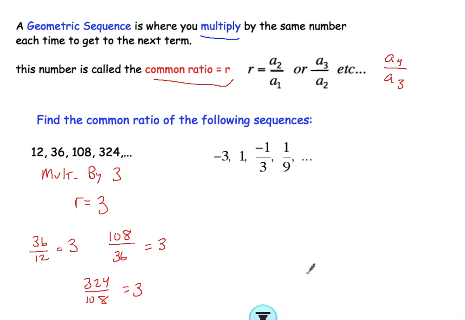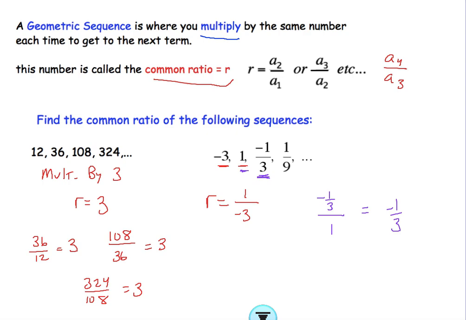Now that method might work for this problem right here. When you see fractions, it tends to get a little bit trickier to figure out what you are multiplying by. So if you take the idea of taking a term and dividing by the term before it, I could pretty quickly find my common ratio if I take this term, 1, and I divide it by the term before it, which was -3. My common ratio is -1/3. And that would work if I chose, for example, -1/3 and I divided by the term before it, which is a 1. I would still get -1/3.